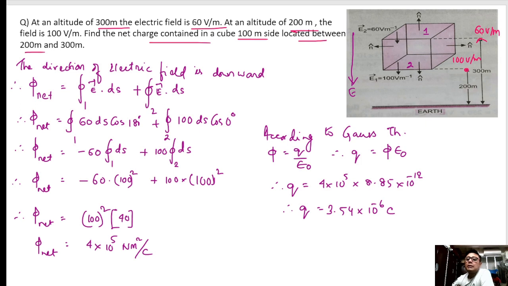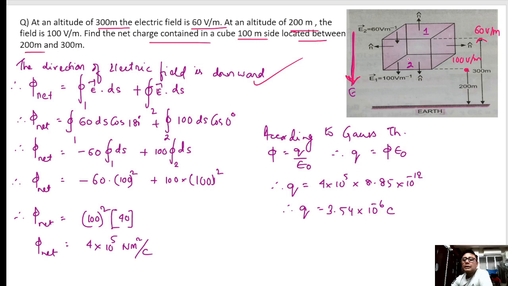First of all, the potential difference we can find out here. My question is, the electric potential decreases as we go up. That means the electric field's direction? Electric potential decreases as we move opposite to the direction of the electric field. So the electric field is directed downwards.